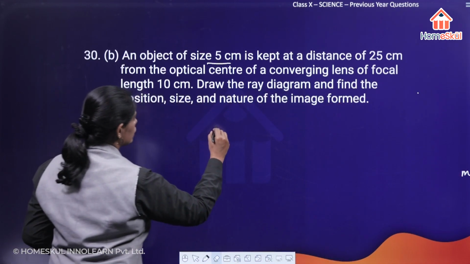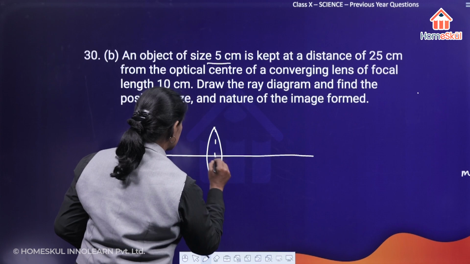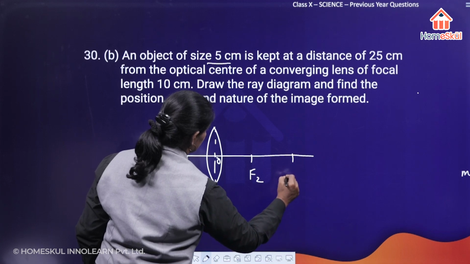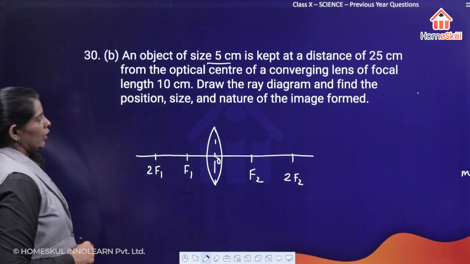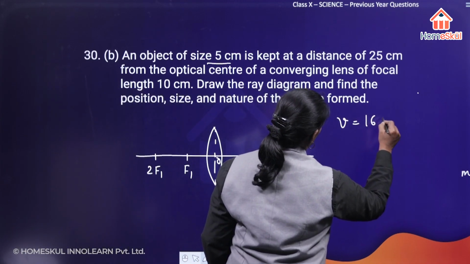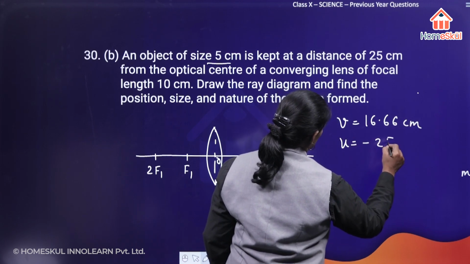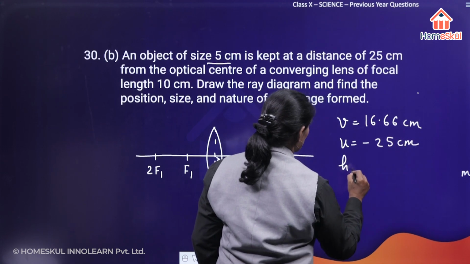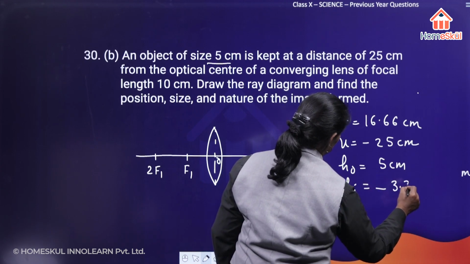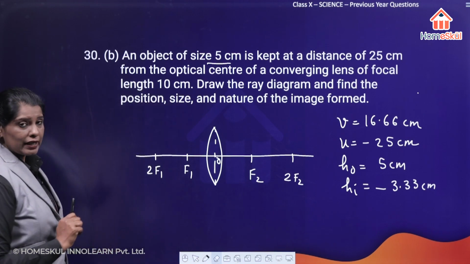So it's the converging lens, right? This is our optic center, F1, 2F1, F2 and 2F2. Okay, now what were the values? We got the value of V as 16.66 centimeter, and the value of U was given to be minus 25 centimeter. HO was given to be 5 centimeter. HI we got it as minus 3.33 centimeter approximately. Okay, so let's represent this value with the ray diagram.